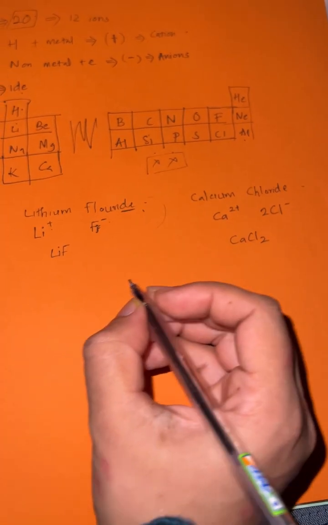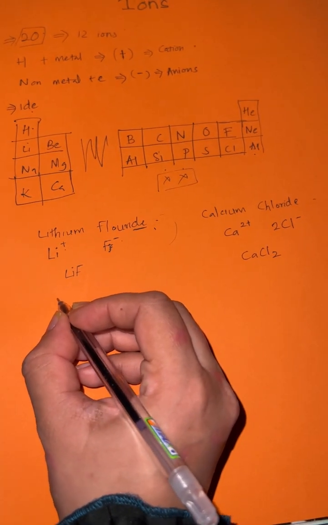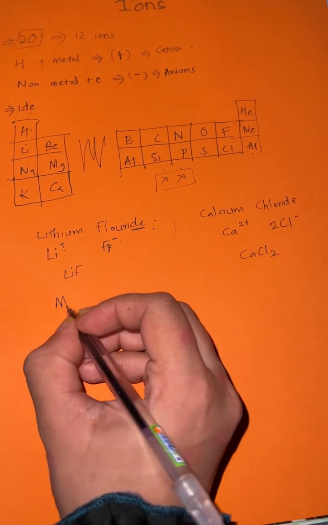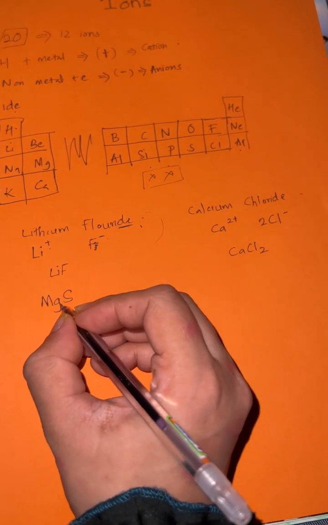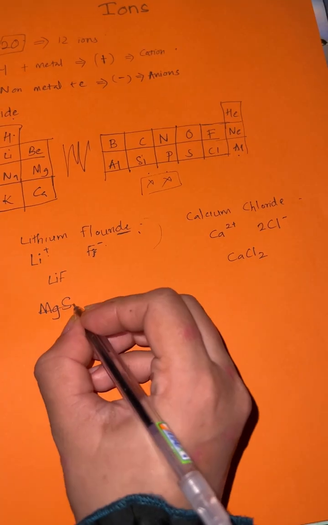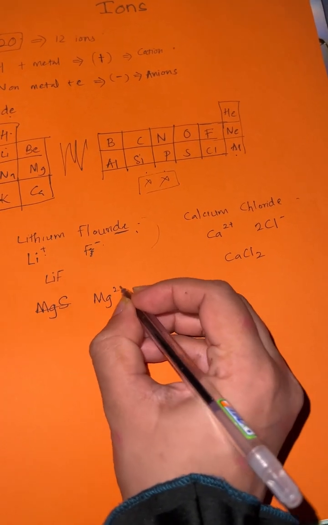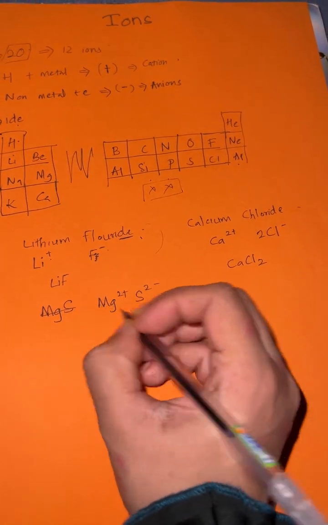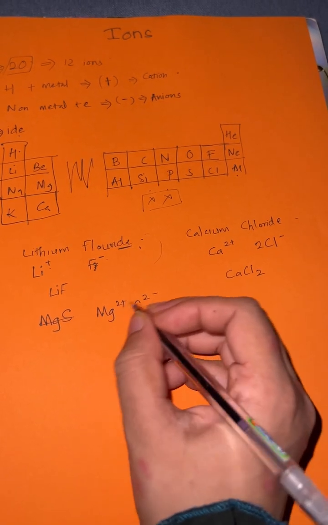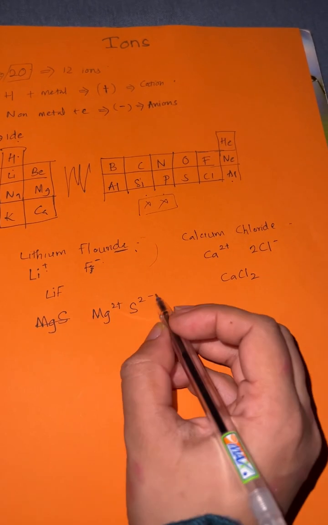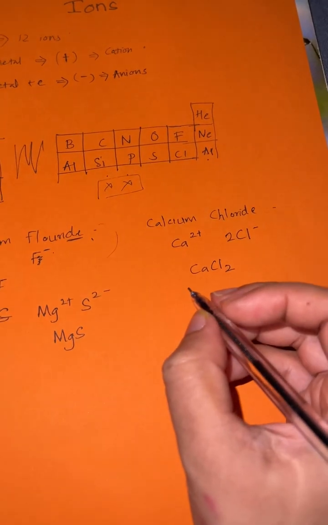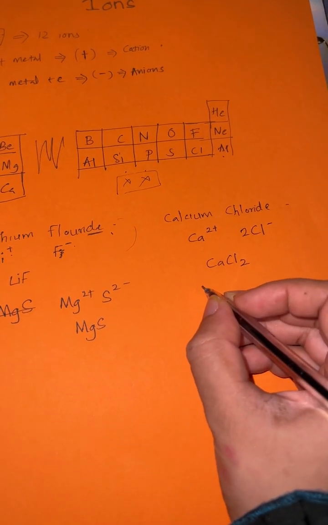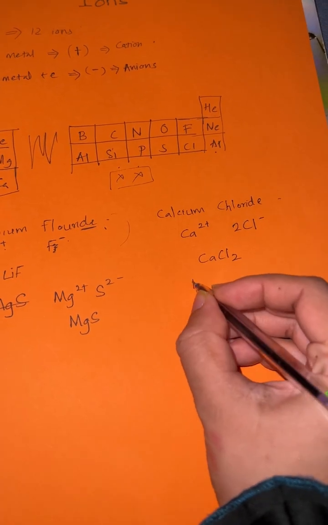Magnesium sulfide. You see, Mg2 plus and S2 minus. So the overall charge is 2 plus and 2 minus, so it balances, giving MgS. Hope you understood.